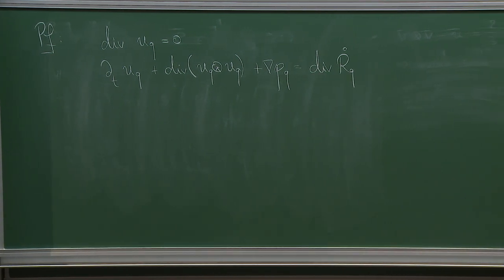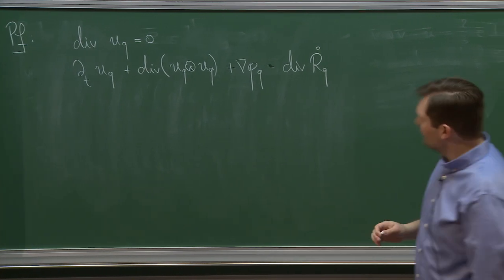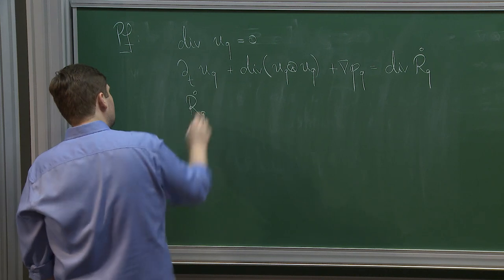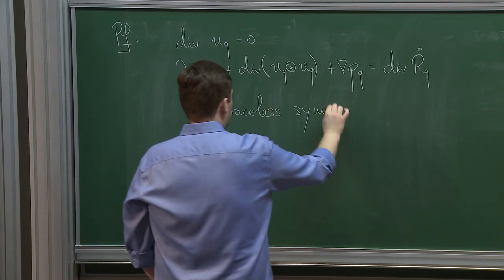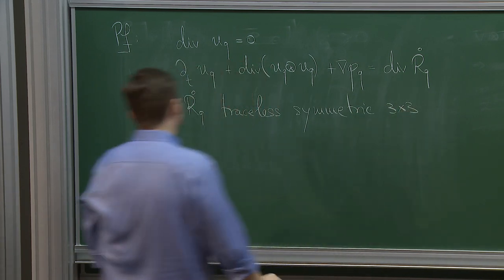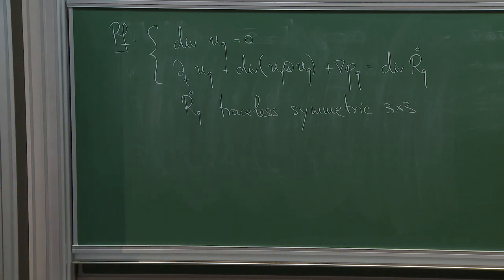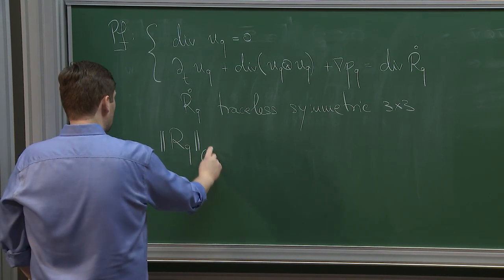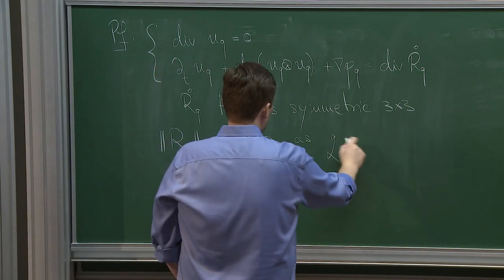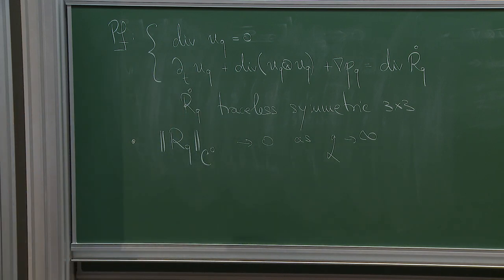So let me explain. For every q, I will find a solution to this Euler-Reynolds equation, because we do have a Reynolds stress. And I will want my Reynolds stress, and this little circle on top just means it's traceless, so this is traceless symmetric. At every step q, q is a natural number, I will solve this equation. I want a way of quantifying the fact that in the limit, as q goes to infinity, I will get a solution of Euler. So what I will want is that R_q in C0 goes to 0 as q goes to infinity. At some rate, I will tell you the rate later.